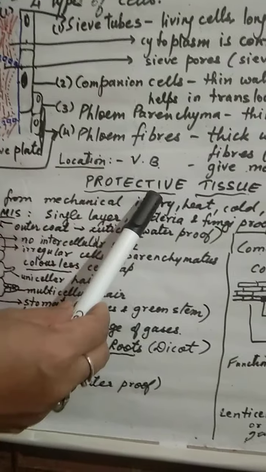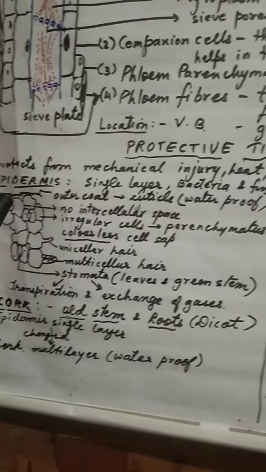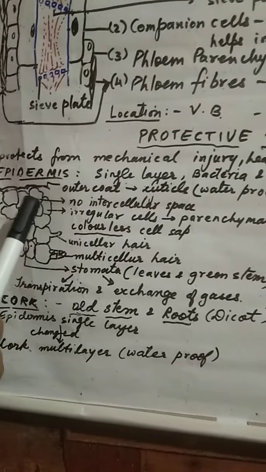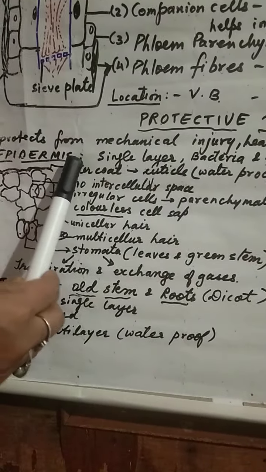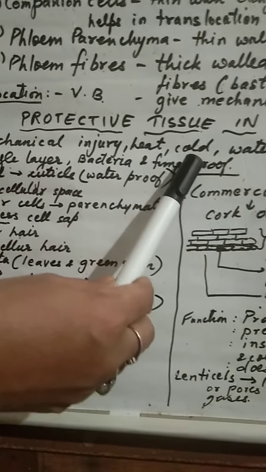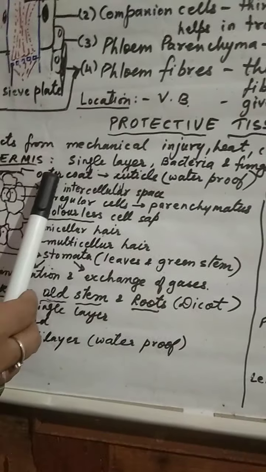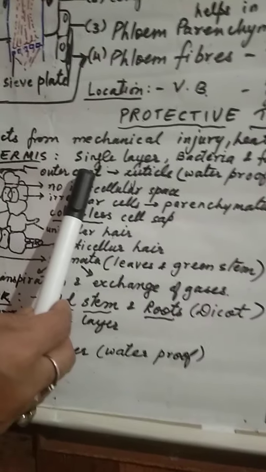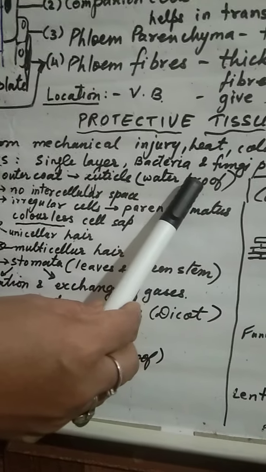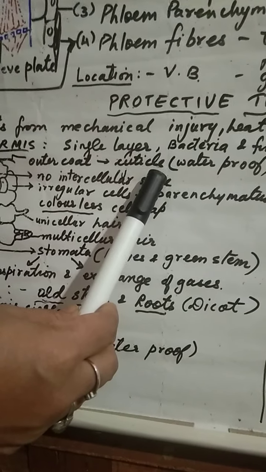Now plants also have some protective tissue. So let us see 2 protective tissues. The first protective tissue is called epidermis. Epi means outside. So what is this epidermis made up of? They are made up of a single layer. They are bacteria and fungi proof. They do not allow them to enter. Outside this epidermis, there is one outer coat which is called cuticle. This cuticle is waterproof. There is no intercellular space present in this epidermis.